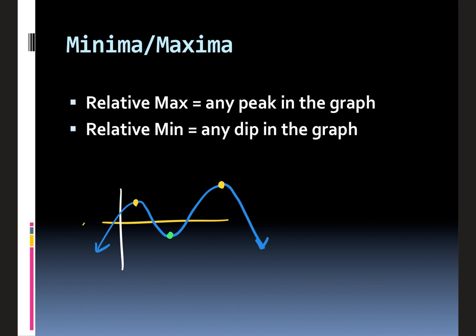We will eventually get to absolutes, and absolutes there can only be one. So an absolute max is the highest it goes, and an absolute min is the lowest it goes, okay? Those are different. Relative means it can happen more than once.